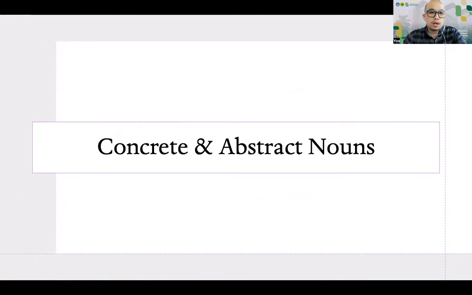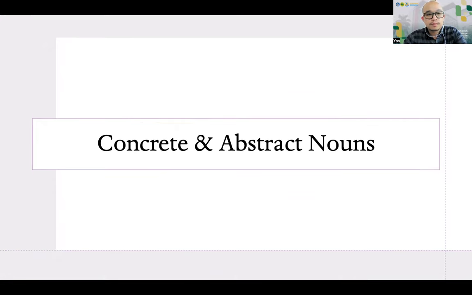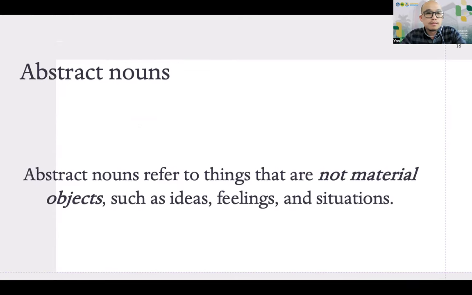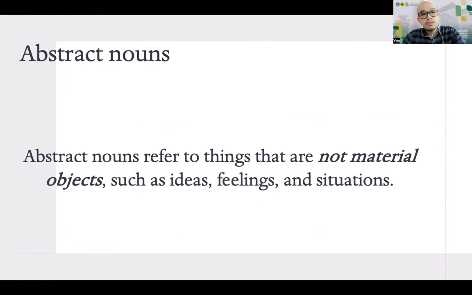Now, let's talk about concrete and abstract nouns. Concrete nouns refer to material objects that we can see or touch. If you can see it, if you can touch it, they are concrete nouns. Different from concrete nouns, abstract nouns refer to things that are not material objects, such as ideas, feelings, and situations. You cannot touch them, you cannot see them.